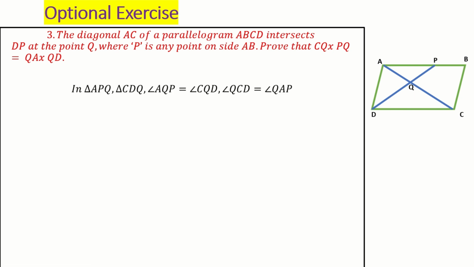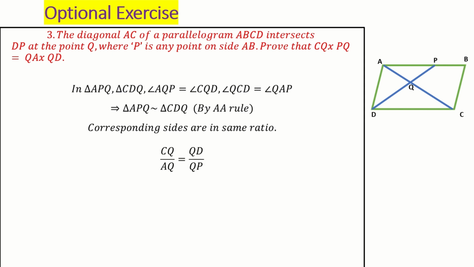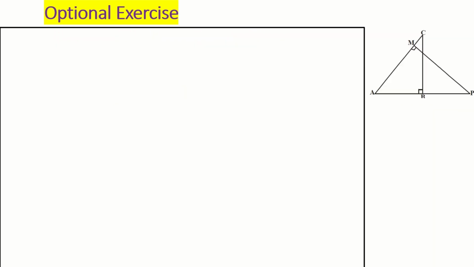This very easily you can see that there are similar triangles formed actually. That is APQ and CDQ, correct? So once you know that CQ by AQ equals QD by QP, which means CQ into PQ equals QD into AQ, right? Next.